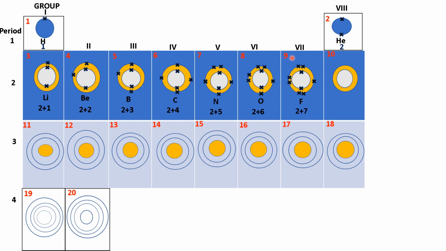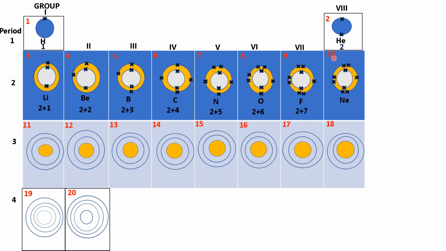Next, the fluorine atom, atomic number equal to 9. So we distribute 9 electrons: the first shell is filled with 2 electrons, the second shell with 7 electrons. So the distribution of electrons is 2 plus 7. According to the valency electrons, the number of electrons present in the outer shell is 7, so it represents group number 7. According to the shells, 2 shells, the fluorine atom is present in period number 2.